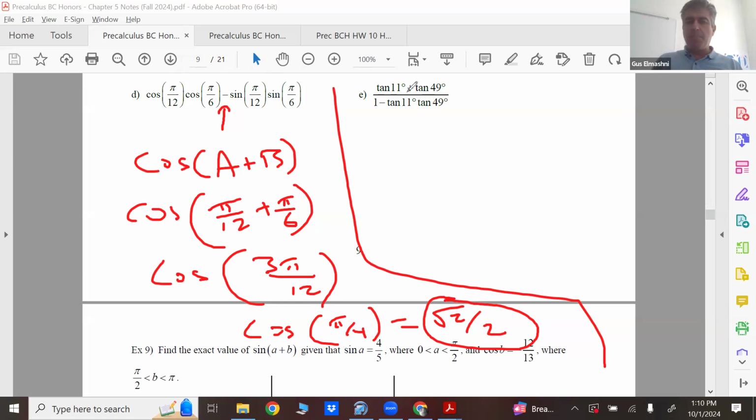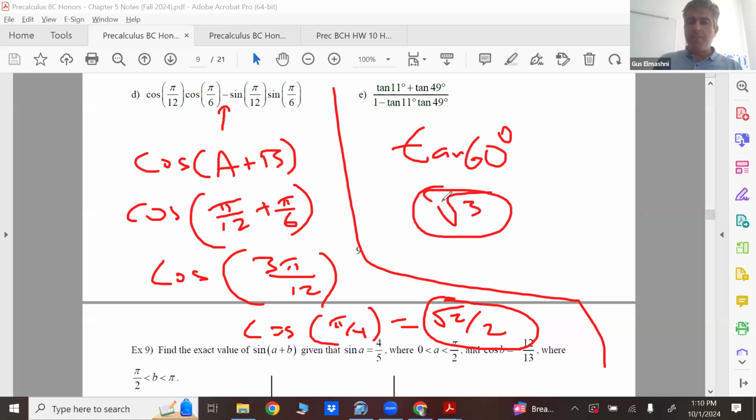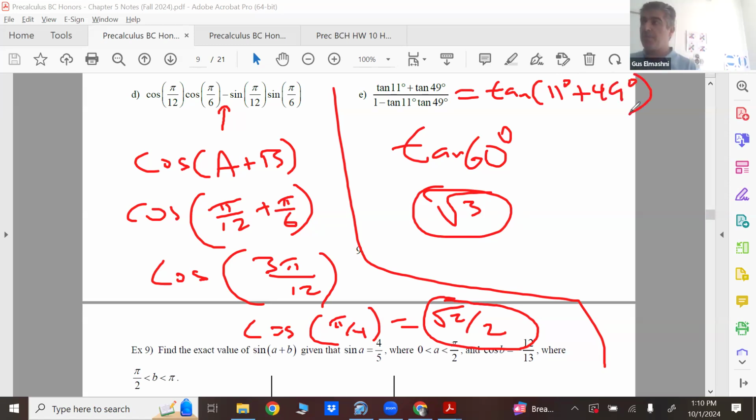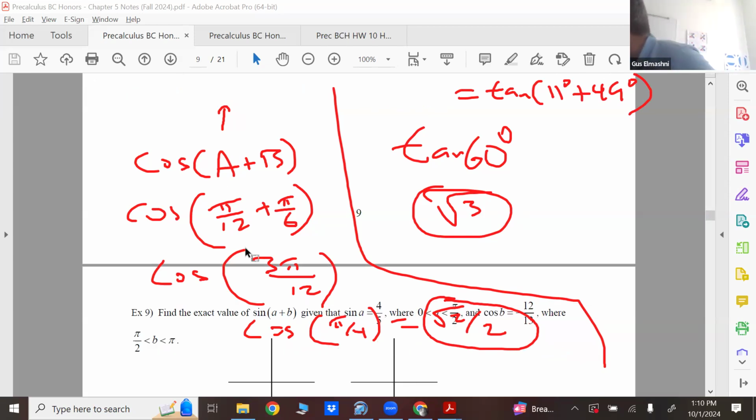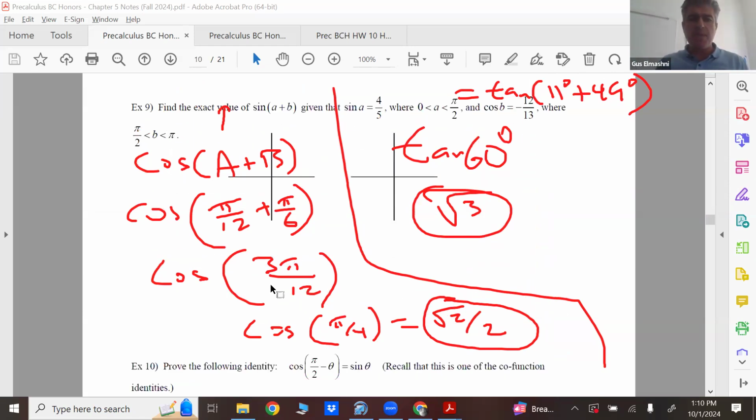Same thing here. It's a plus and a minus. That's the same thing as saying tangent 60 degrees, which is going to be root 3. Because remember, that's tangent of 11 degrees plus 49 degrees. That's using the sum formula for tangent. Yeah, go, Thor. Okay. Good so far? Okay, let's keep moving. Looking at the time. Yeah, we can squeeze more in. Let's keep trucking along here.